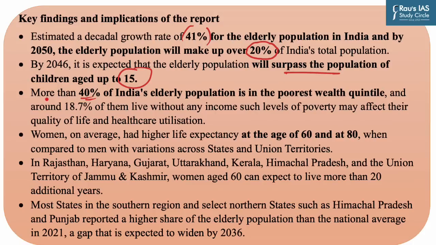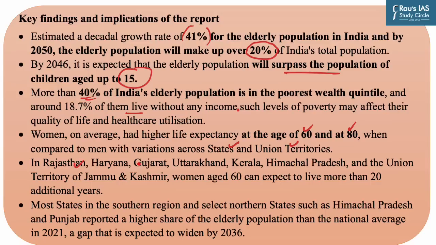Further, the report says that more than 40% of India's elderly population is in the poorest wealth quintile, and around 18.7% of them live without any income, and with such a level of poverty, it may affect their quality of life and healthcare utilization. Women on average had higher life expectancy at the age of 60 and at 80 when compared to men, with variations across states and UTs.